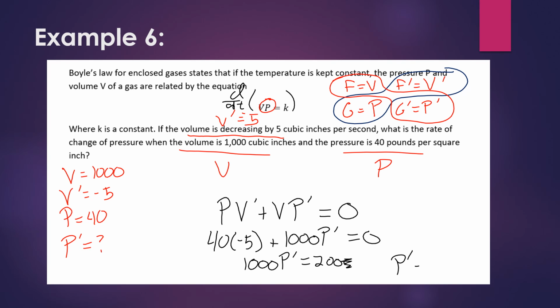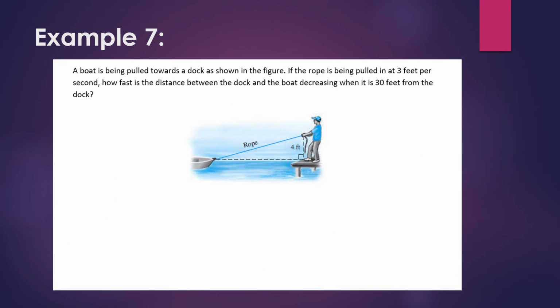So P prime is going to be 0.2. So our pressure is increasing by 0.2 pounds per square inch.